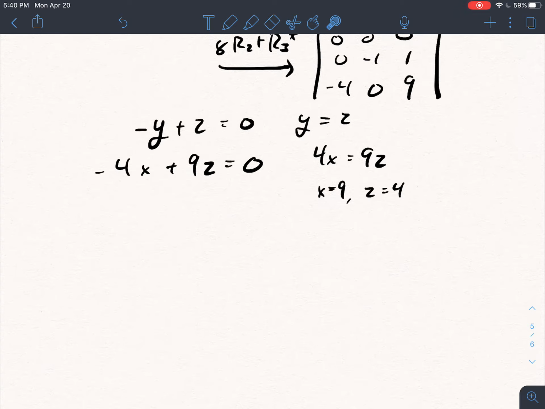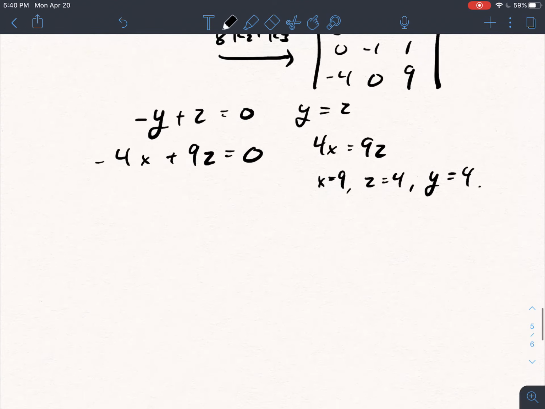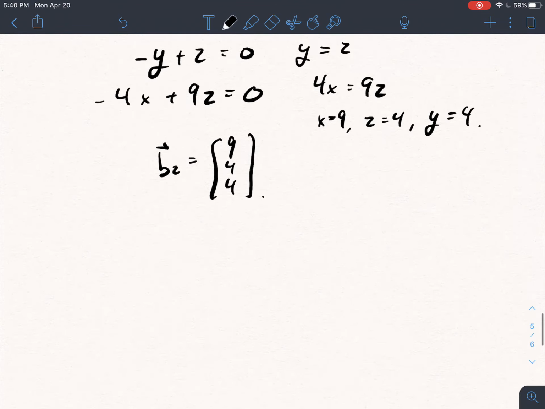Okay, so I just need to pick one thing. So if I pick x is equal to 9 and z is equal to 4, then this equation right here would be satisfied, because I would have 4 times 9 is equal to 9 times 4. So that would work. And then y is equal to z. Z is 4. So that'll be 9, 4, 4. So b2 is going to be equal to 9, 4, 4. So that's our second eigenvector, b2. This is also for lambda equals 2.